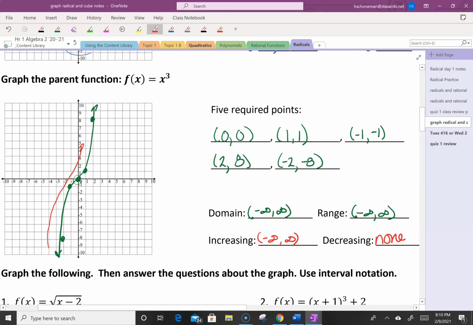Okay. When we do the cubes, the domain and range will always be negative infinity to infinity, and then it's either going to be increasing or decreasing. It can't be both. It's one or the other, and the one that it is is negative infinity to infinity.